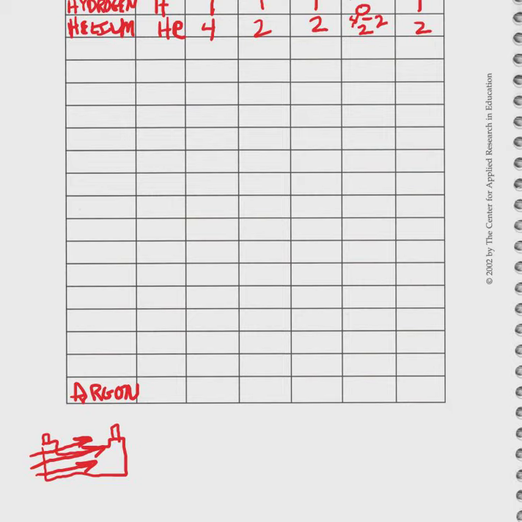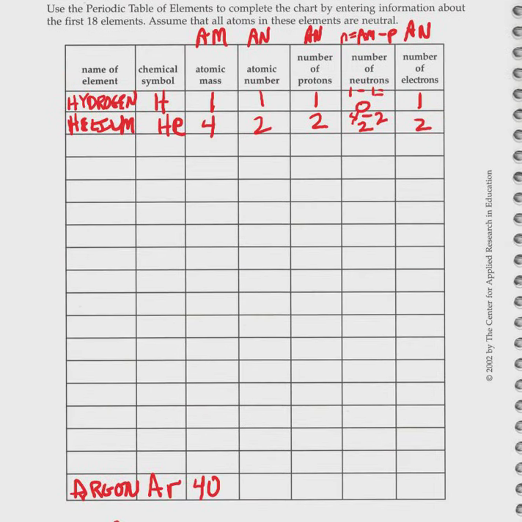So argon's elemental symbol would be Ar. The atomic mass for argon is 40. The atomic number is 18. Then I'm going to leave the configuration of the protons, neutrons, and electrons for you.